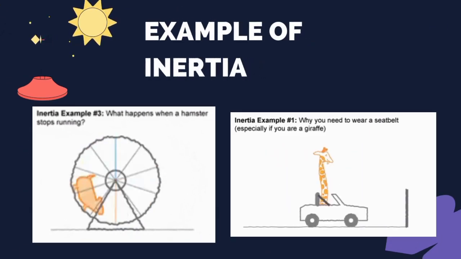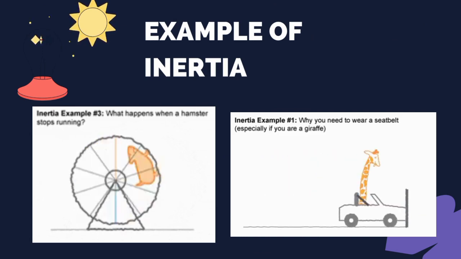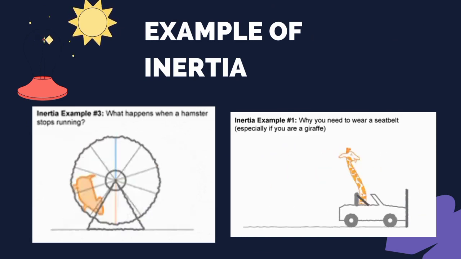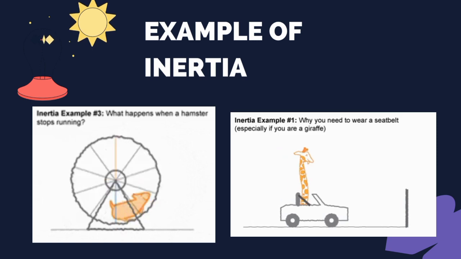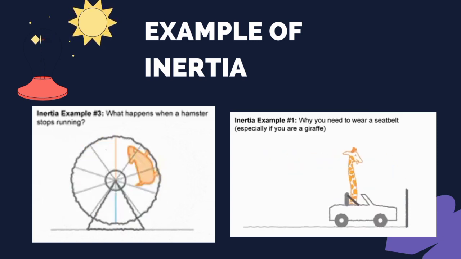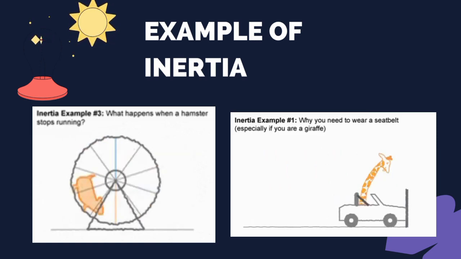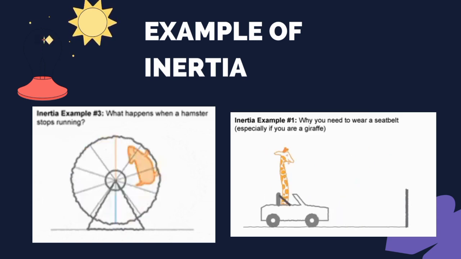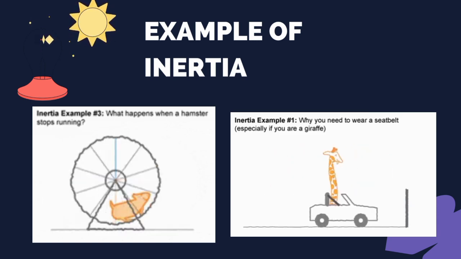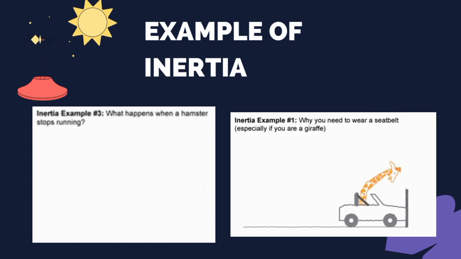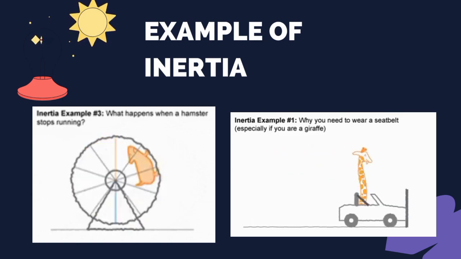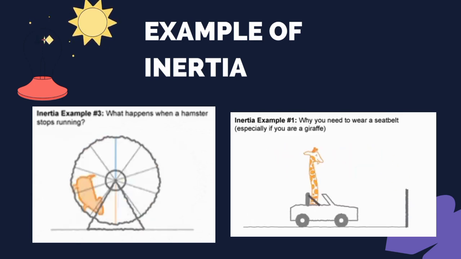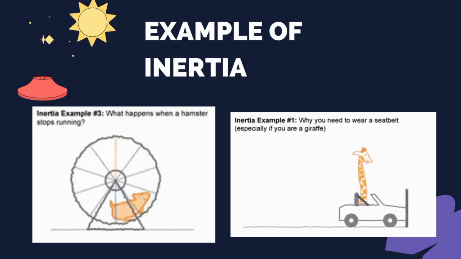This is an example of inertia. The first gif shows a hamster spinning, and the question from this material is what happens if the hamster stops spinning or moving, while the second gif shows a giraffe wearing a seat belt. Here the meaning of the gif explains why we need to wear a seat belt when driving a car.